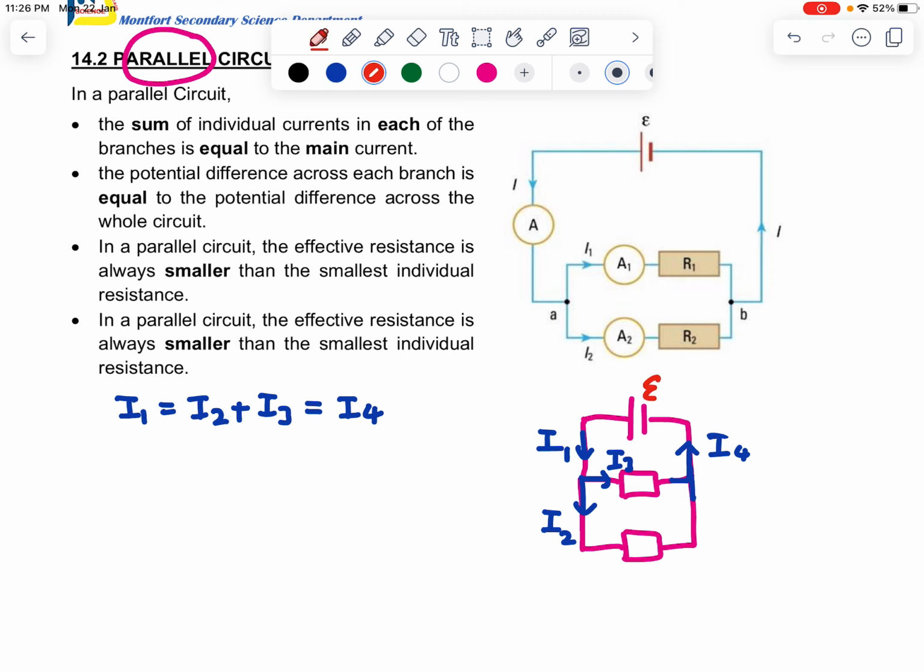Next, we look at the EMF. This time, the voltage 1 and the voltage 2 are equal. So EMF equals voltage 1 equals voltage 2 for parallel circuit. And finally, the resistance. R1, R2 is slightly different. 1 over RT equals 1 over R1 plus 1 over R2. So you see the difference between parallel and series circuit.